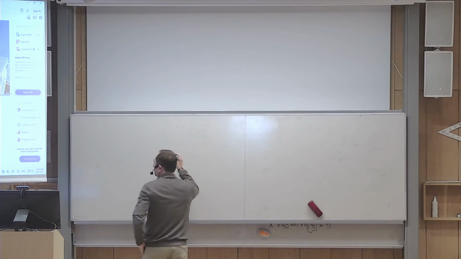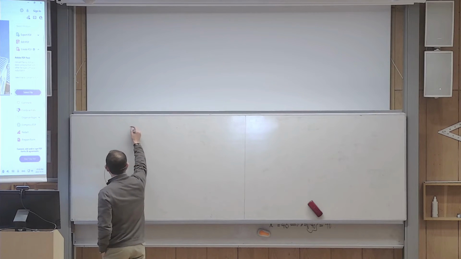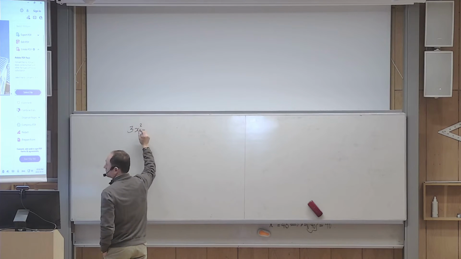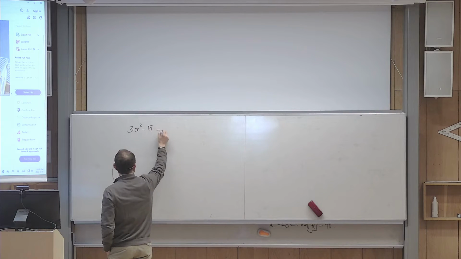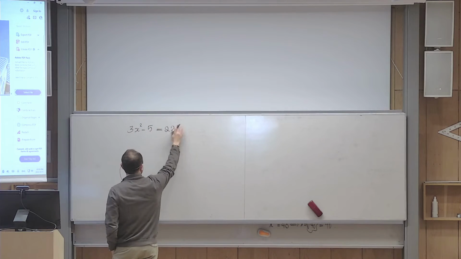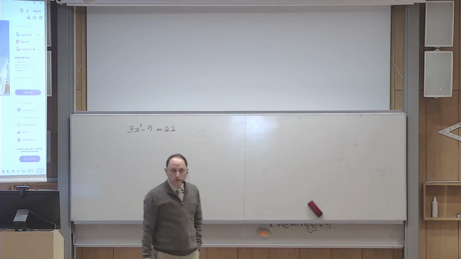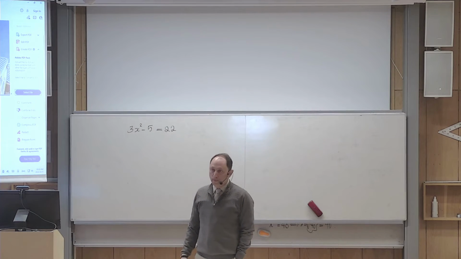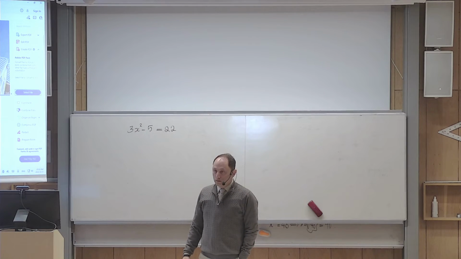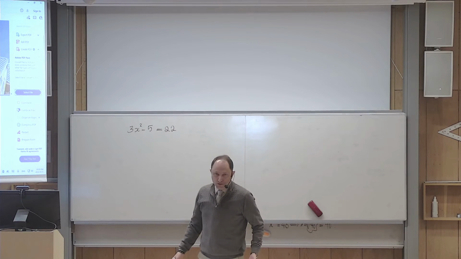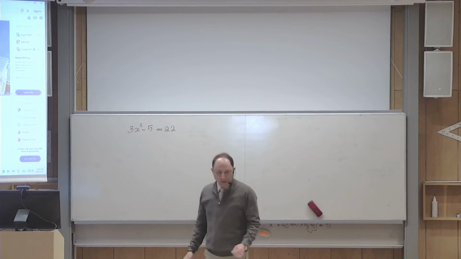So I want to write the equation here in front of you: 3x squared minus 5 is equal to 22. Okay, what am I supposed to do? You can first isolate the variable. Yeah, because the point is still the same. I want to isolate x, make it alone.